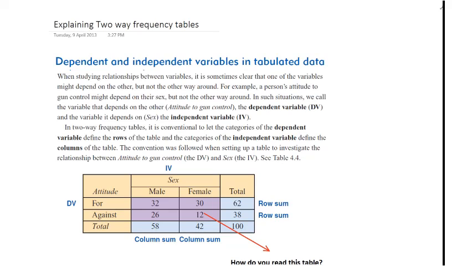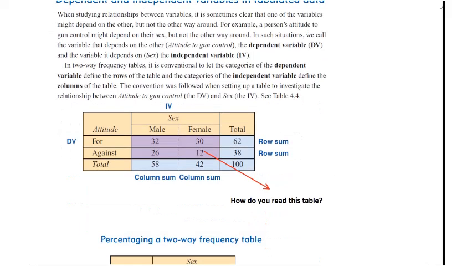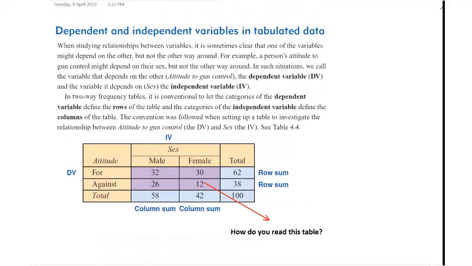Okay, so what we're looking at here is explaining two-way frequency tables, which is another way we can look at two categorical variables. It's effectively a two-way categorical comparison of your data. All right, so here's an example.